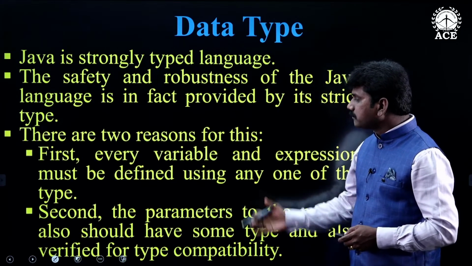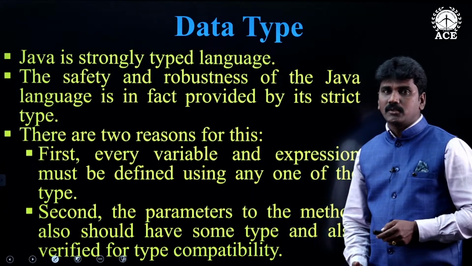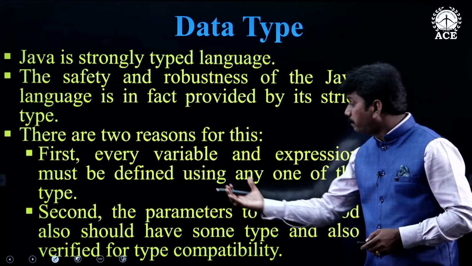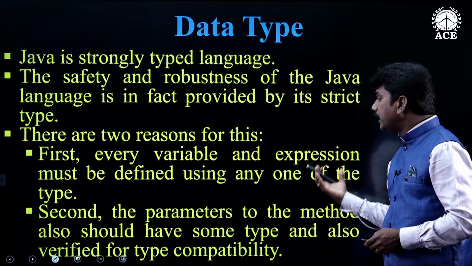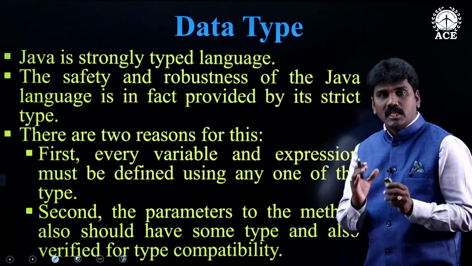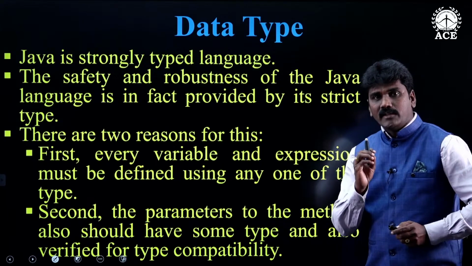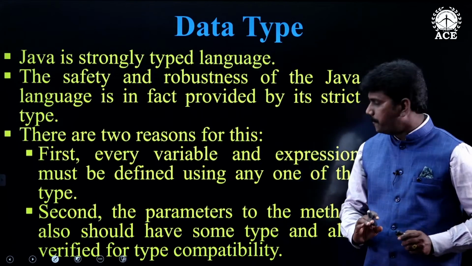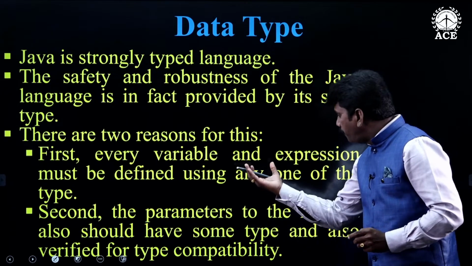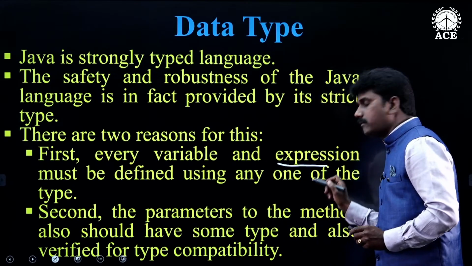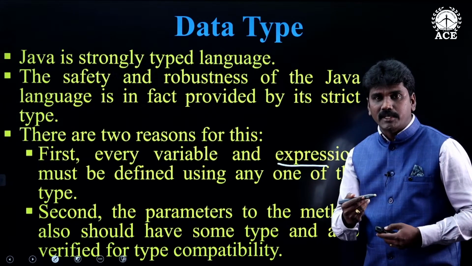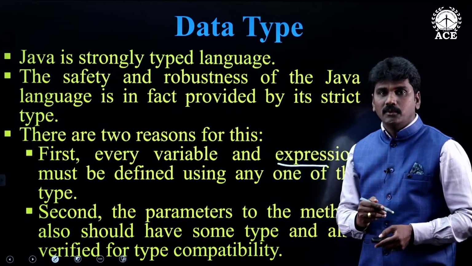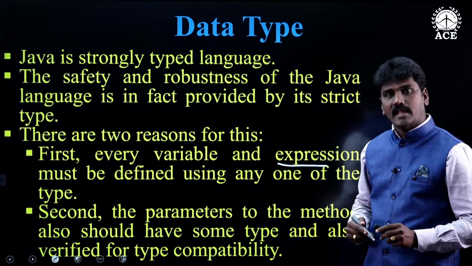And then, here we can understand the first one is every variable and expression must be defined using one of the types. So there are different data types. Whatever variable we are using, that variable should contain one type. And also, if we are using an expression, after evaluation of the expression, it is also going to give us one value. That value should contain one type.